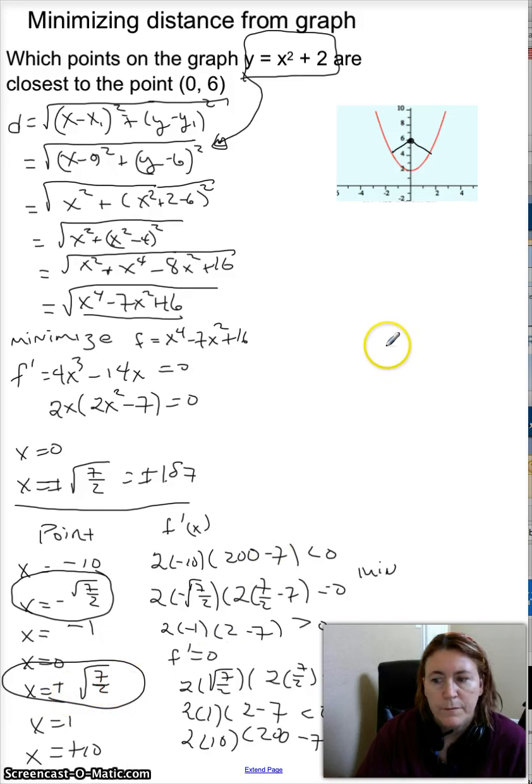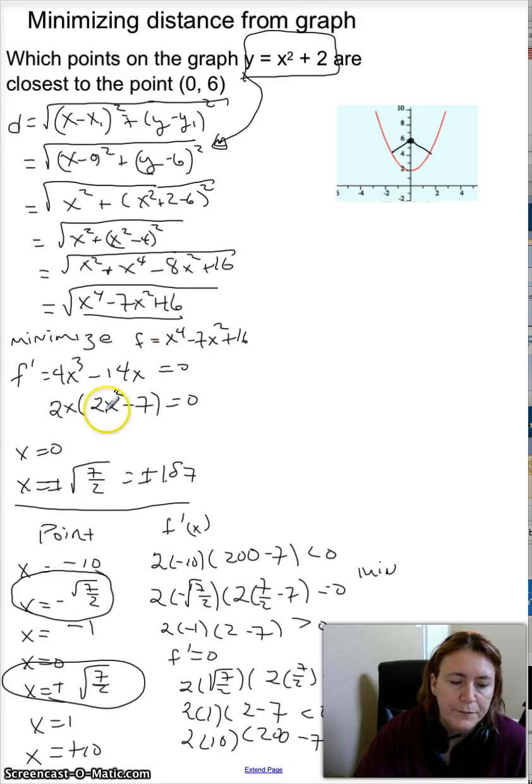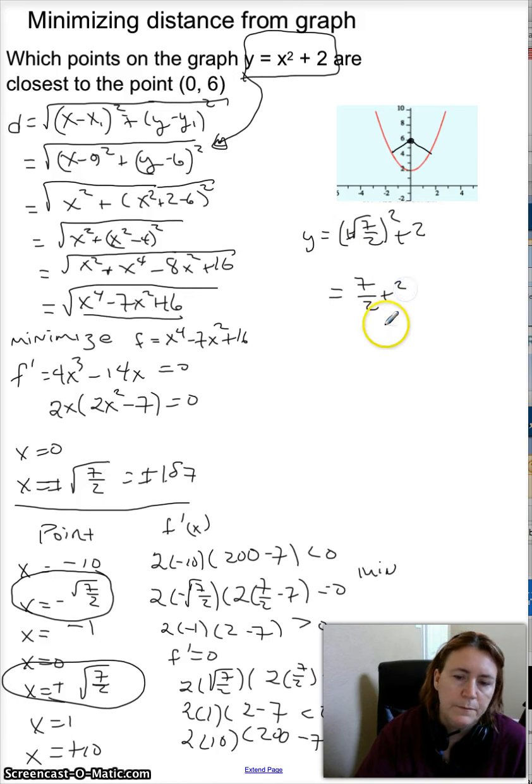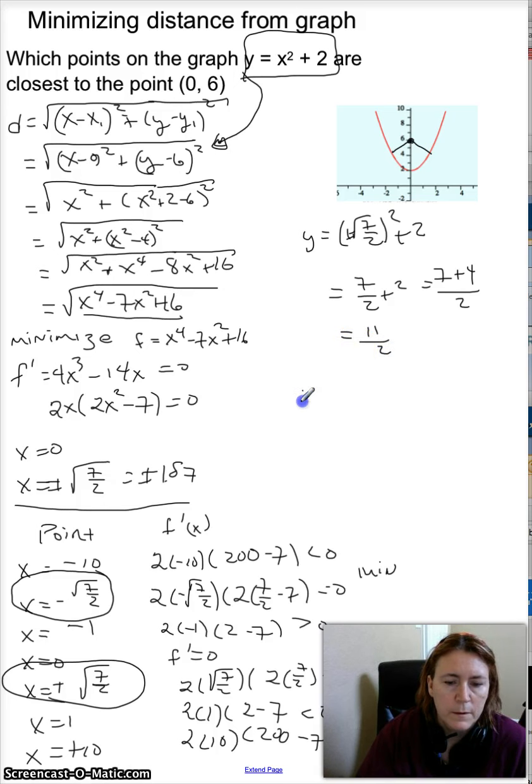So the answer to the question is the points on the graph where x is plus and minus the square root of 7/2. So what are the y values? It's going to be the square root of 7/2 squared plus 2, and it doesn't matter, it's going to be the same value here. So this is 7/2 plus 2, which is 7 plus 4 divided by 2, so it's 11/2. So my 2 points are x equals plus or minus the square root of 7/2, and the y value is 11/2.